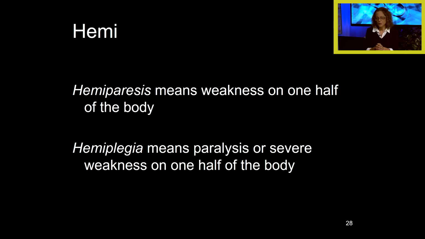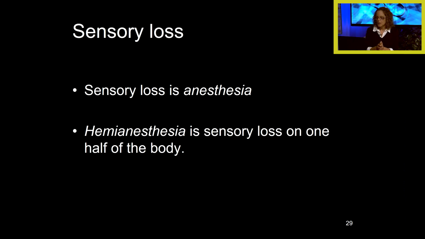And so hemiparesis means weakness on one half of the body, and hemiplegia means paralysis, or again, severe weakness on one half of the body. We know that sensory loss can happen in a stroke. Sensory loss is called anesthesia. And so hemianesthesia is a sensory loss on one half of the body.